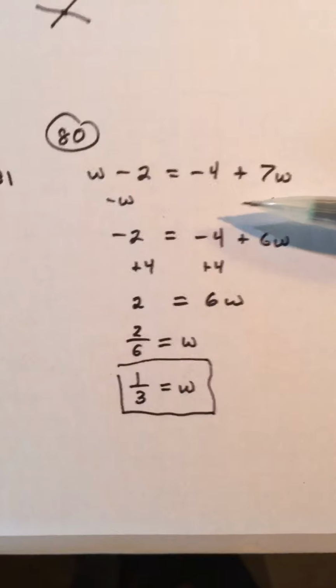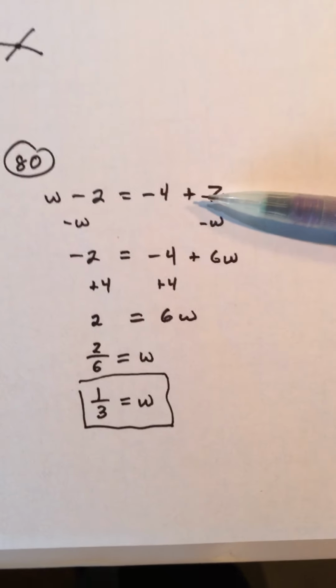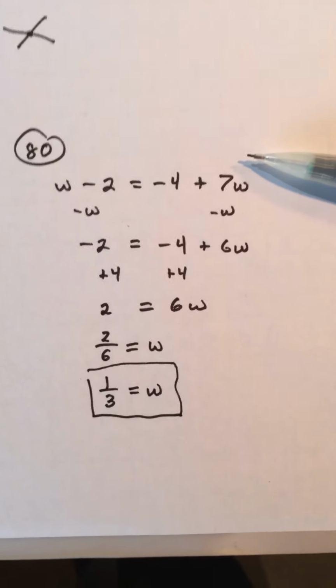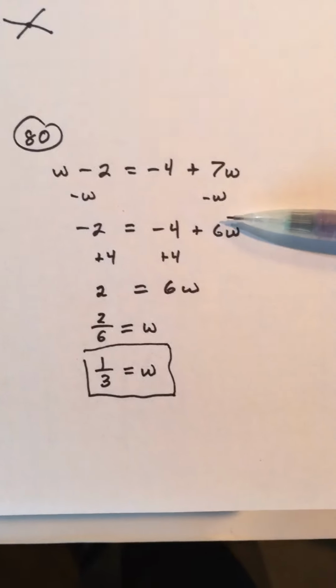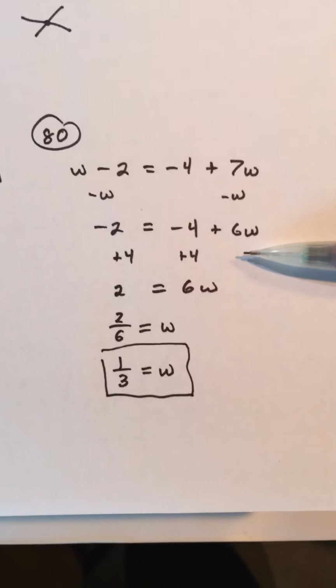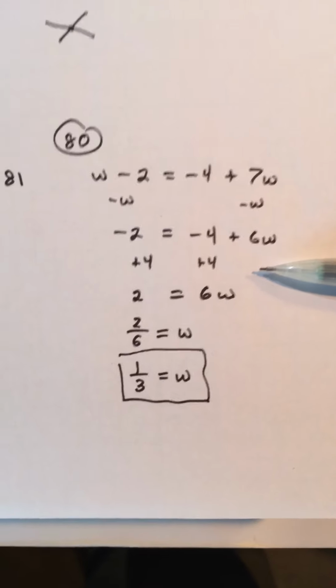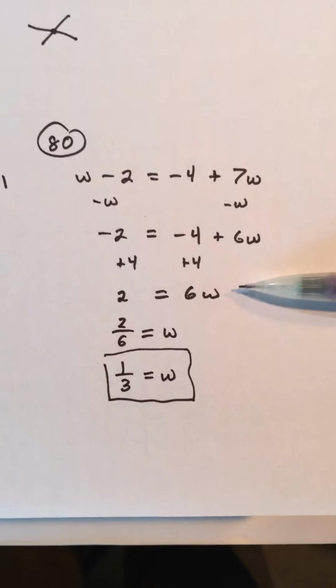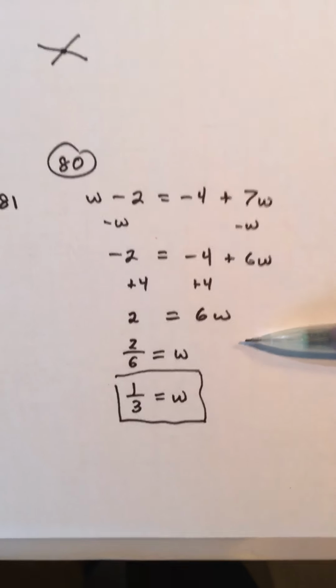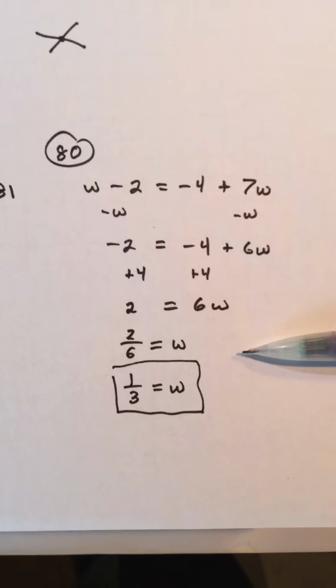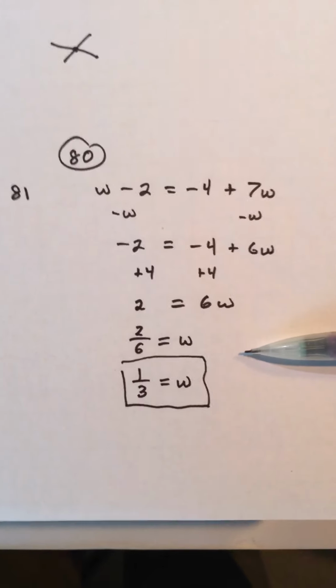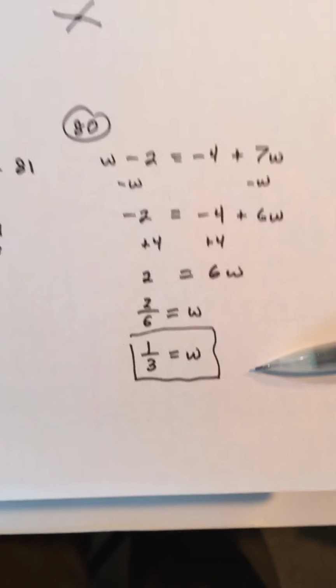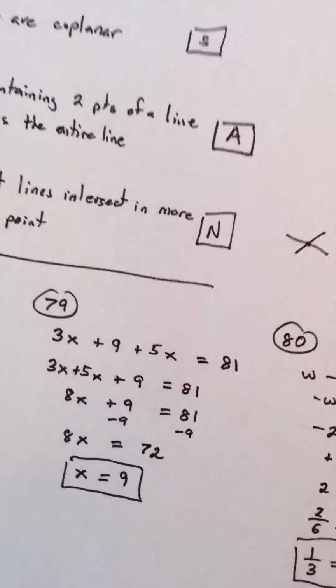And then for the last one, number 80, w minus 2 equals minus 4 plus 7w. So I subtracted w from each side. So I'm left with minus 2 equals minus 4 plus 6w. Then I add 4 to each side. So I get 2 is equal to 6w. Dividing by 6, 2 sixths equals w, or 1/3 is w.